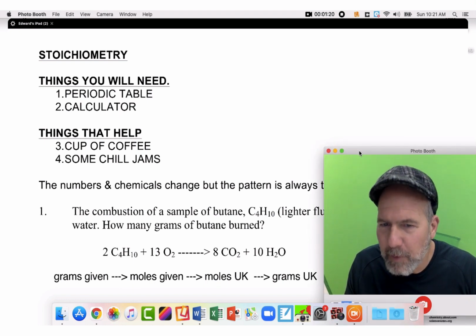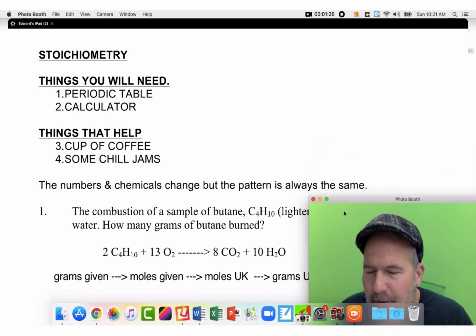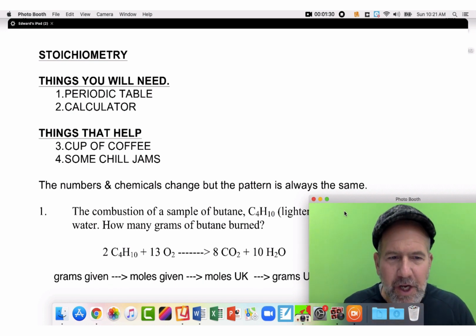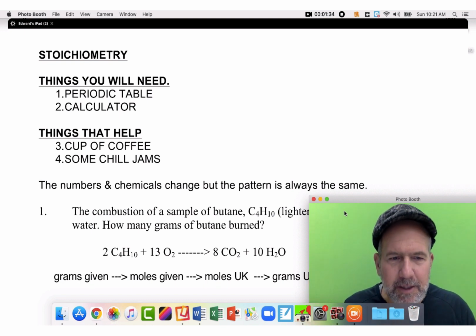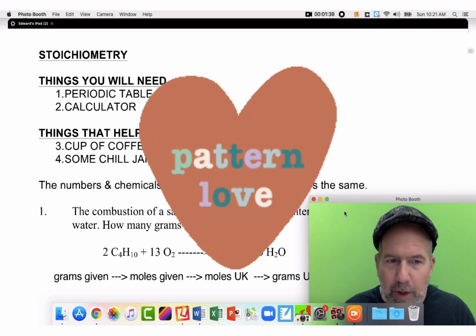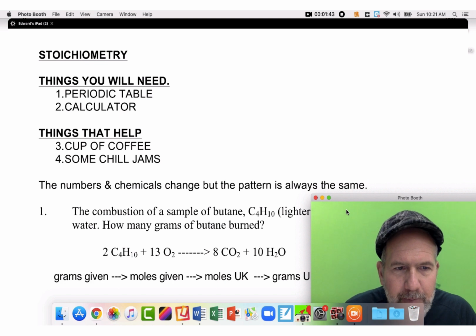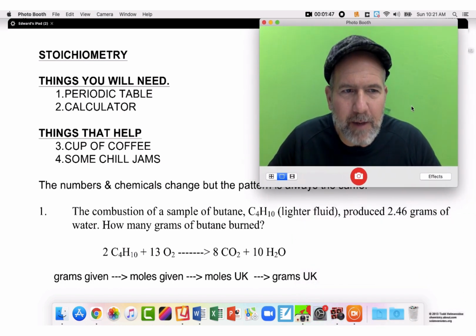I'm going to take you through the first one, and I hope it works out. On these problems, the chemicals and the numbers and all that change, but the pattern is the same. Later we'll change this pattern and make it do what we want to do. But for right now, the pattern is going to be the same today. All right, so hopefully this works out for you. Pay close attention.